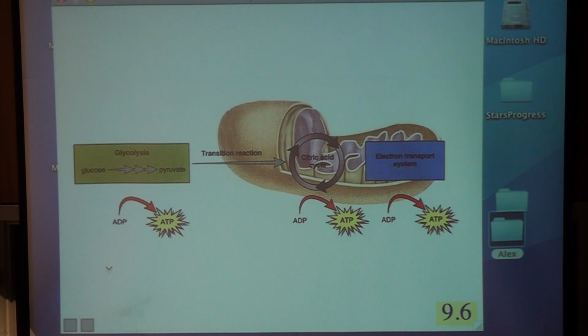Now, somewhere in your textbook is a diagram like this, that shows the steps of aerobic respiration. And recall, in photosynthesis, there were two main steps.